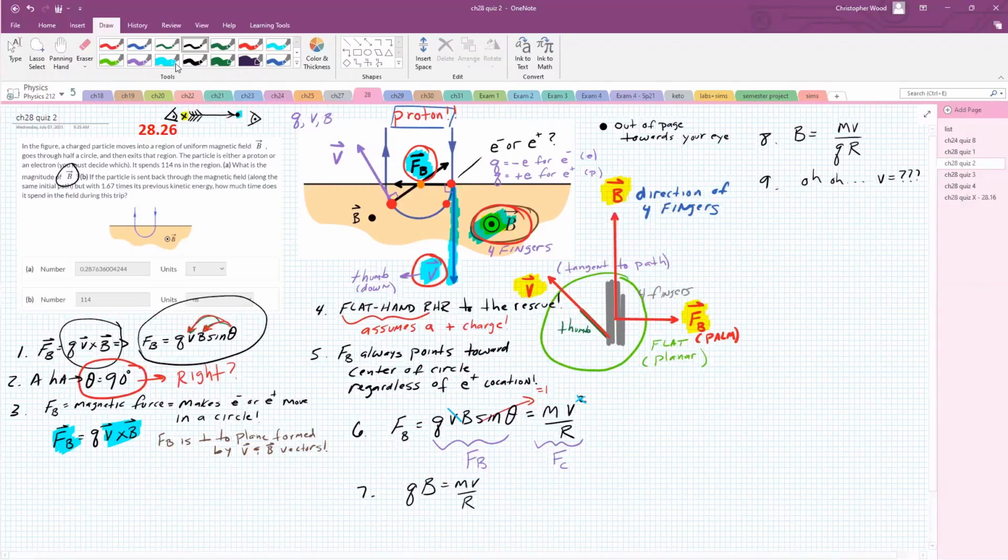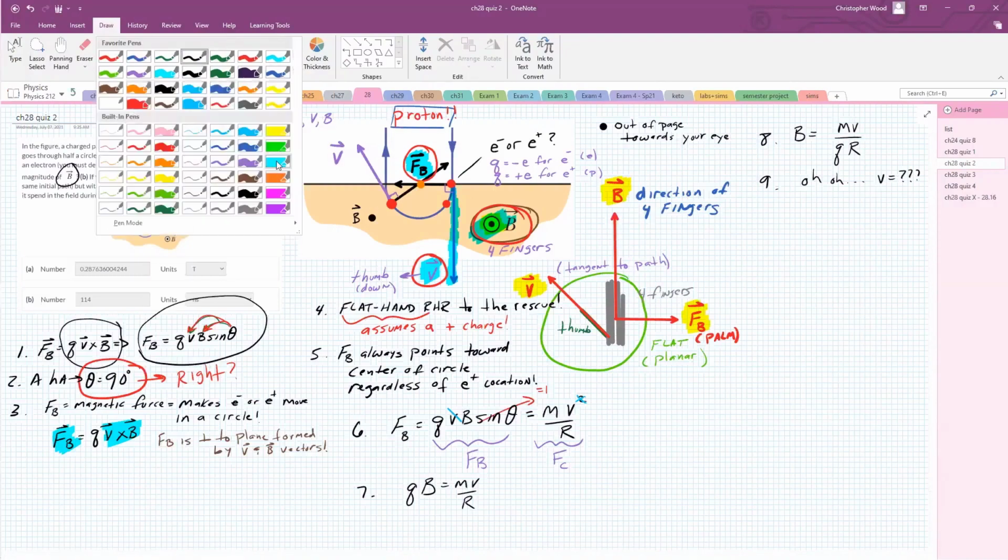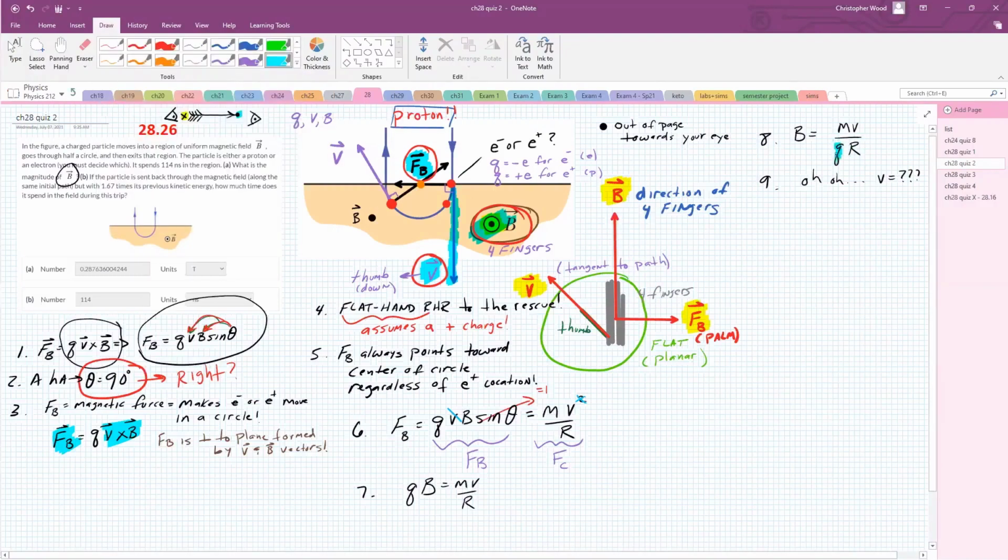I know Q. Q is the charge of a proton. And I don't know R either. So it just keeps getting, things started off so promising. I don't know V. I don't know R. I do know the mass of a proton, and I know the charge of a proton.